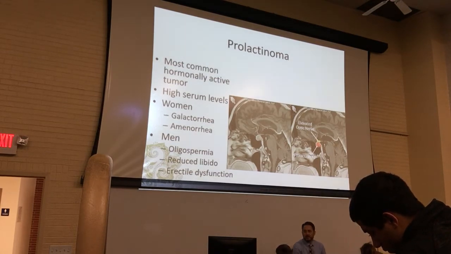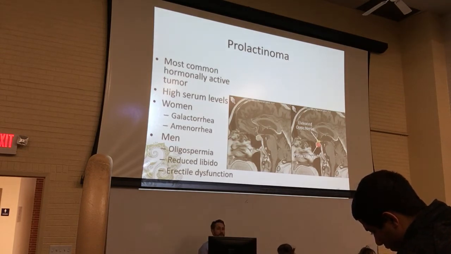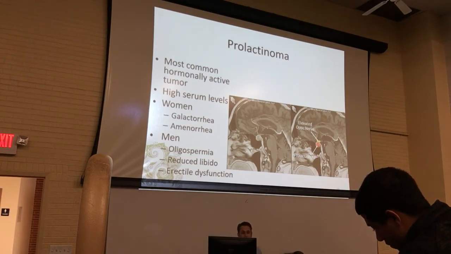So a prolactinoma is the most commonly hormonally active tumor. So prolactin induces breast tissue development, milk production, and suppresses the ovarian cycles, and about 30% of the primary tumors that are prolactinomas actually make prolactin.